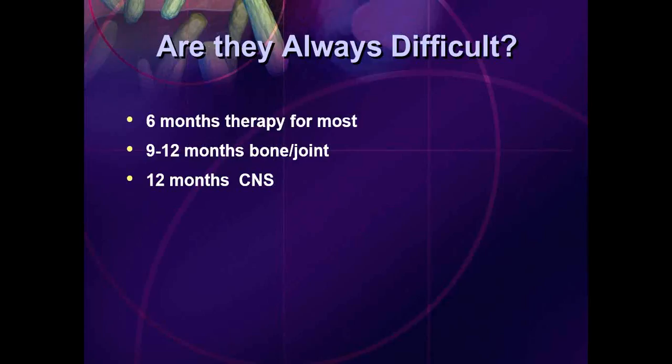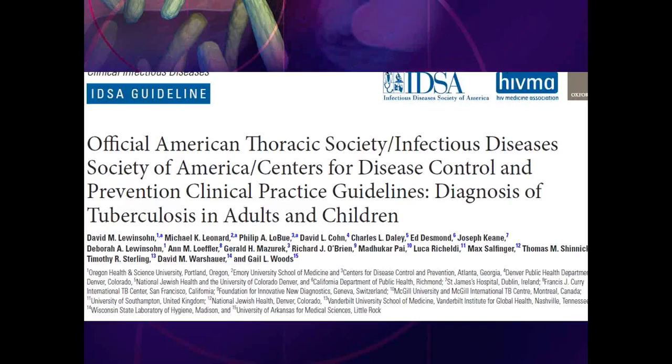I just presented 2 joint cases that were really with prolonged inflammatory consequences and IRIS-like phenomenon, and both of those were either stopped at 12 months or probably could have been stopped at 12 months. And then for CNS TB, of course, 12 months is the standard. Here are the new diagnostic guidelines.